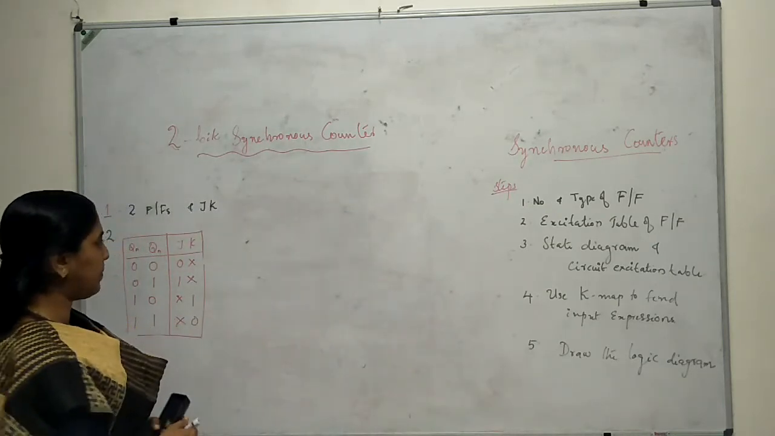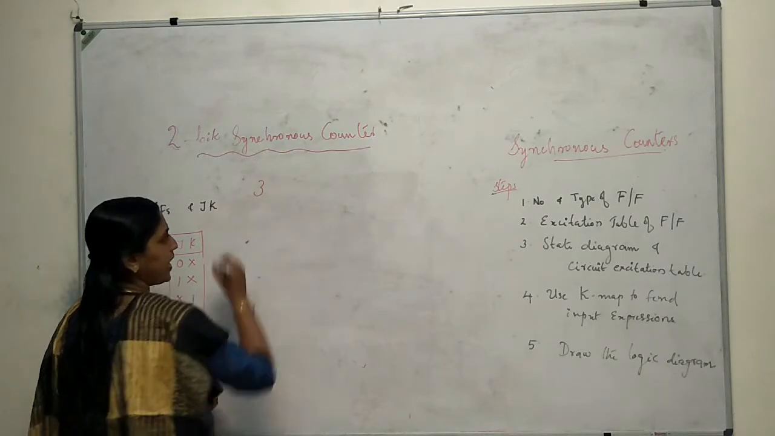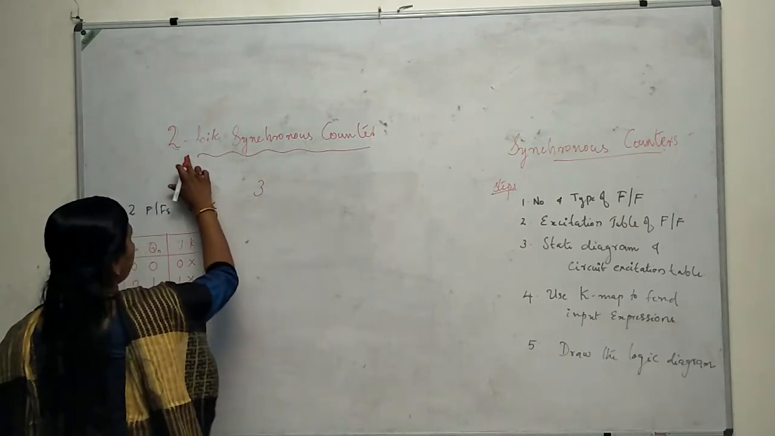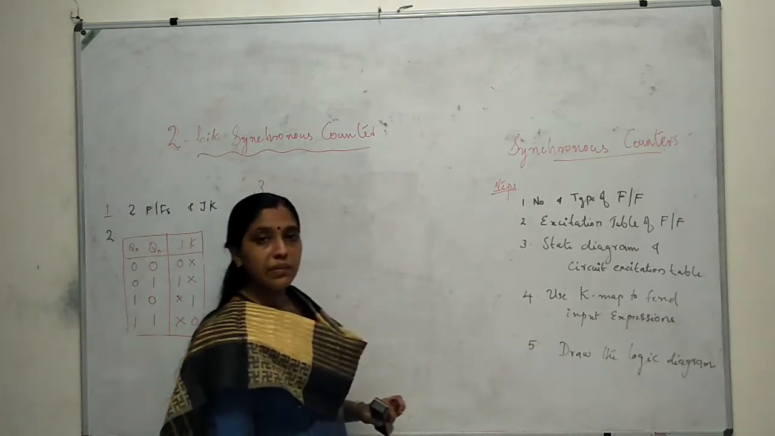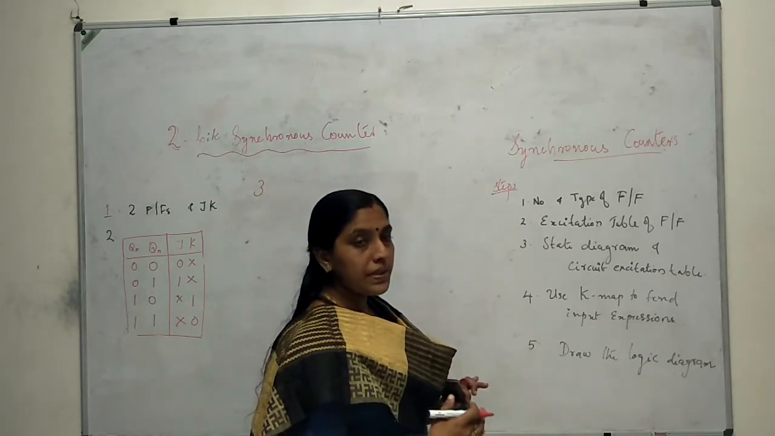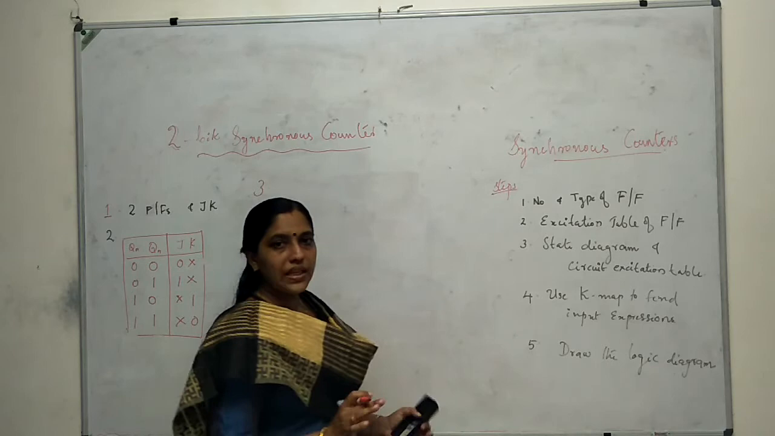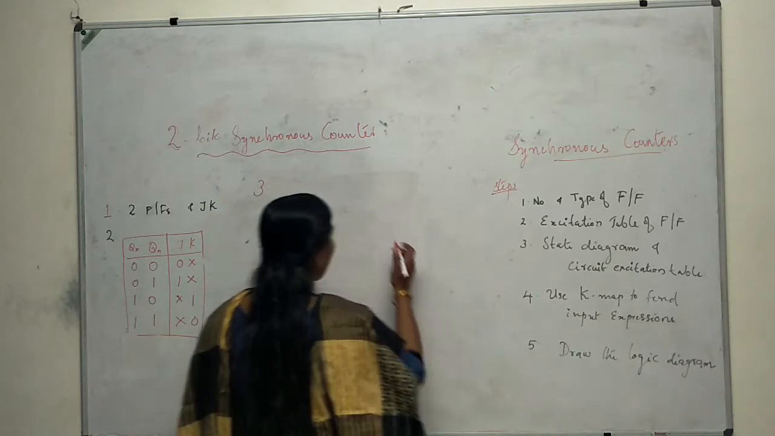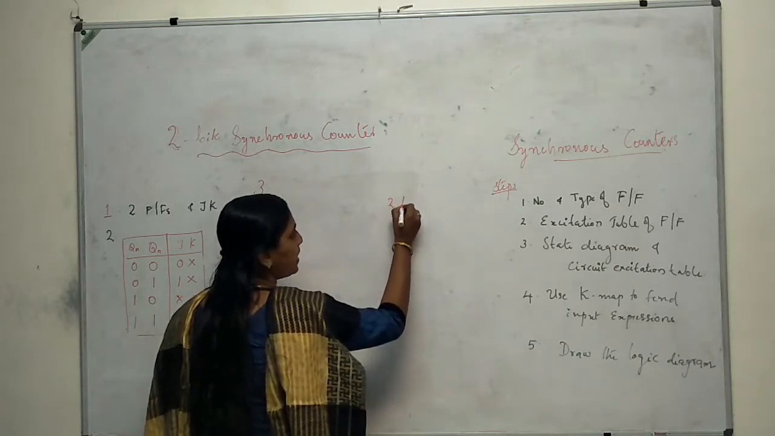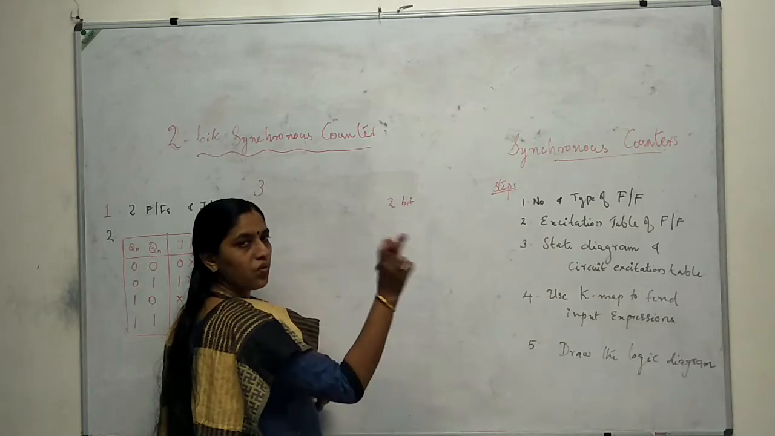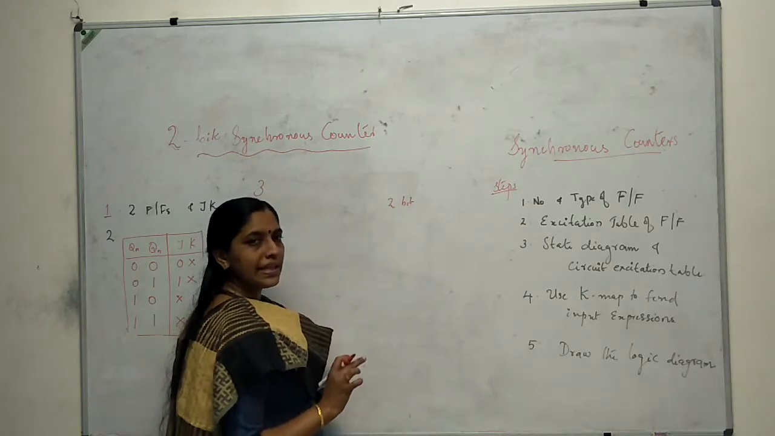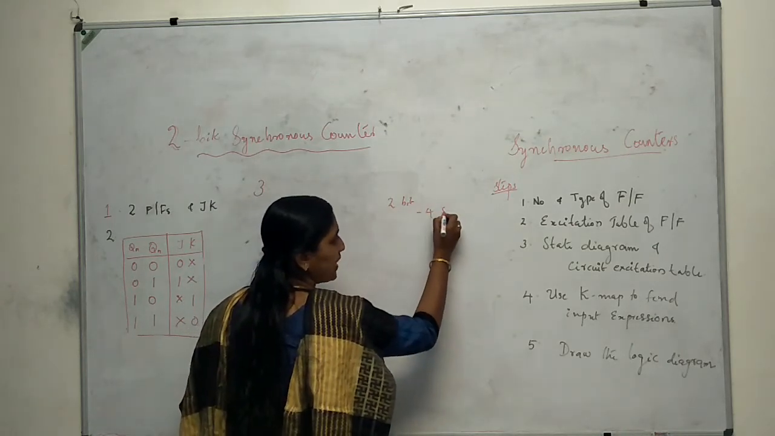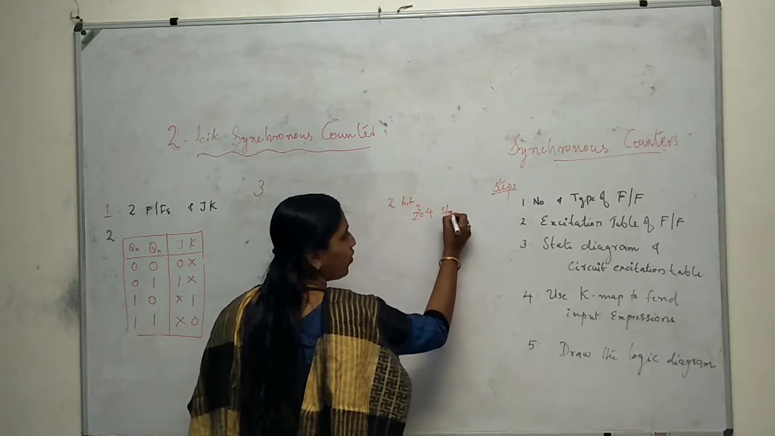So this is our second step, and now we are moving to the third step of the design, and in this third step we have to draw the state diagram. Here I am going to design a 2-bit synchronous counter. I didn't mention whether it is an up counter or a down counter, so let us assume that I am going to design an up counter. If it is 2-bit, we will have two flip-flops. How many states are possible? If it is 2-bit, you can have only 4 states, that is 2 power 2, which is equal to 4 states.